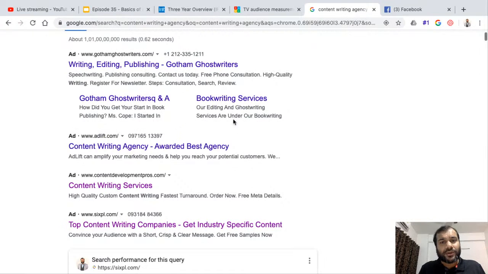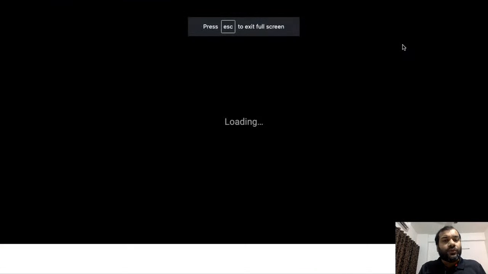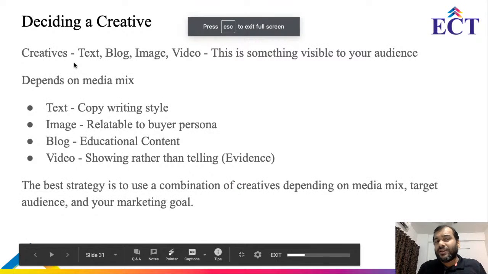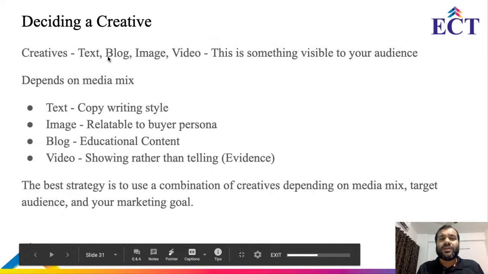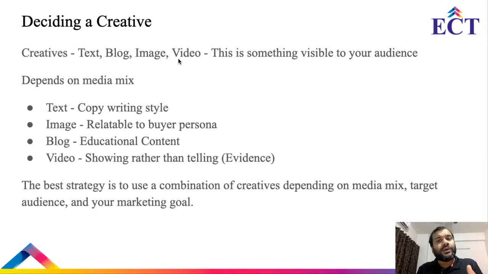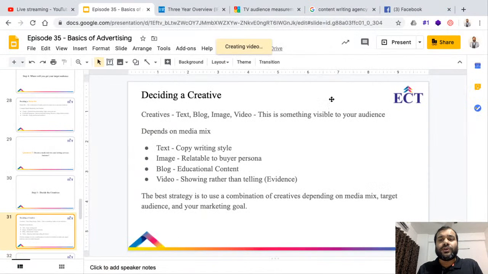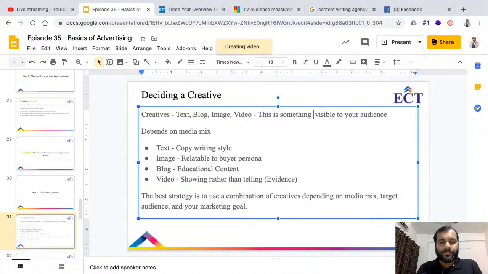So by knowing your services, this is what will be visible to your readers, and this is how your readers will perceive your brand or decide whether to click or not to click. So these are creatives, and you decide creatives based on text. Blog is the same thing, the combination of text and image, video. This is something which is visible to your audience. Okay.